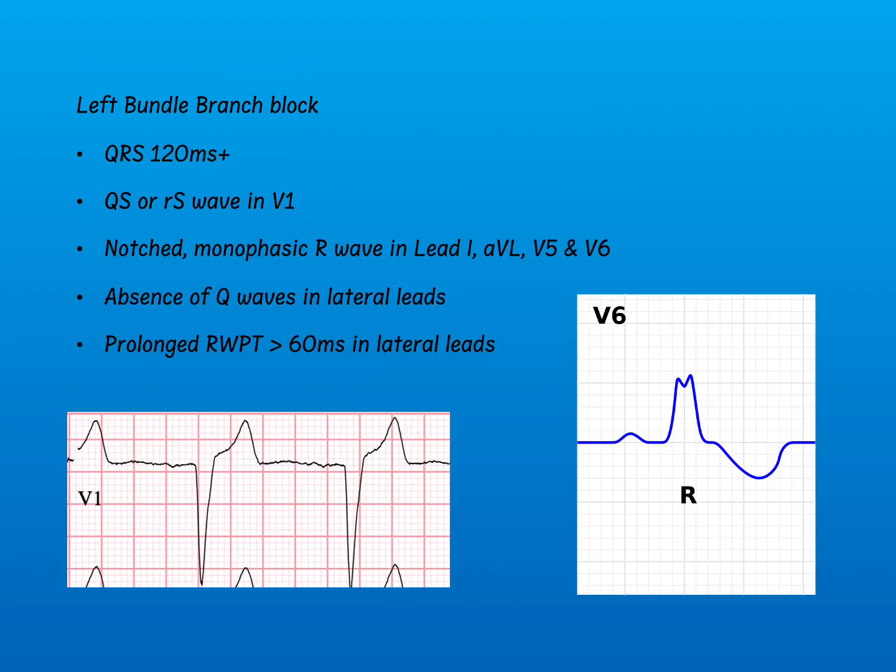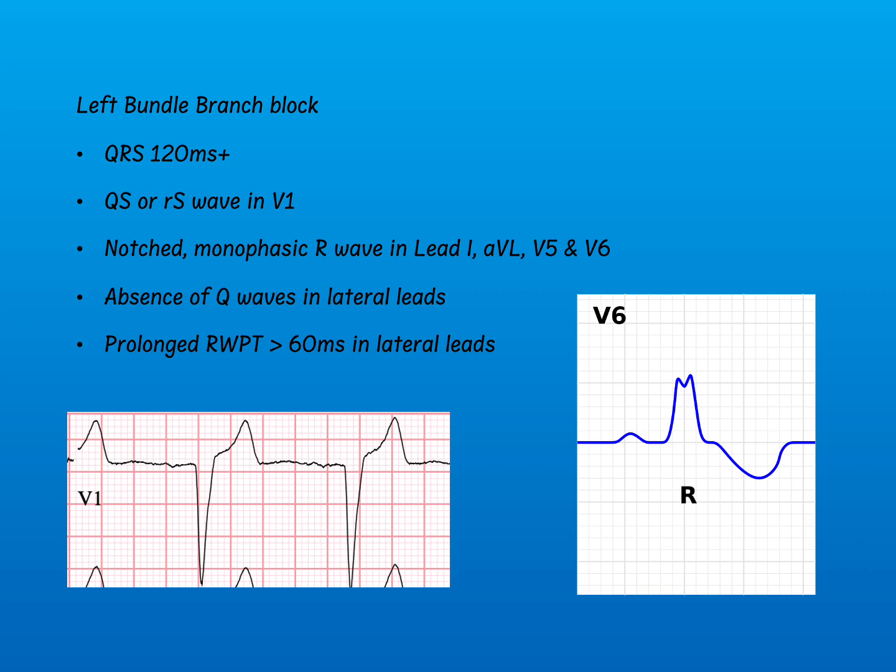So for left bundle branch block, we'll have a QRS greater than 120 milliseconds. We'll have wide negative complexes in the right precordial leads, principally V1, and wide positive complexes in the lateral leads, mainly V6. We'll also have an absence of those septal Q waves in V6 and the lateral leads.